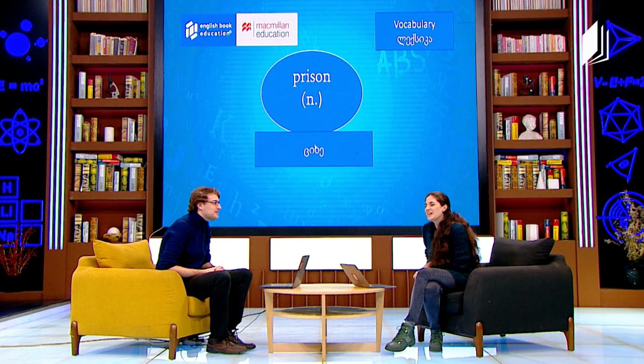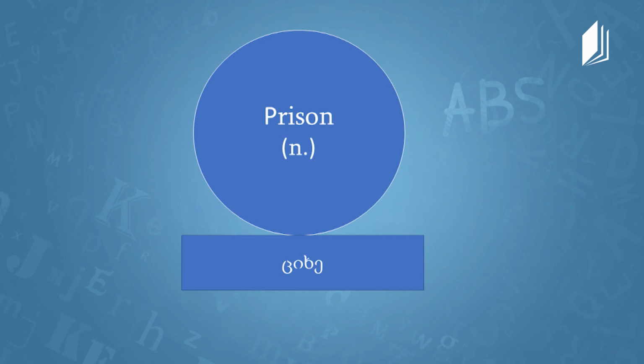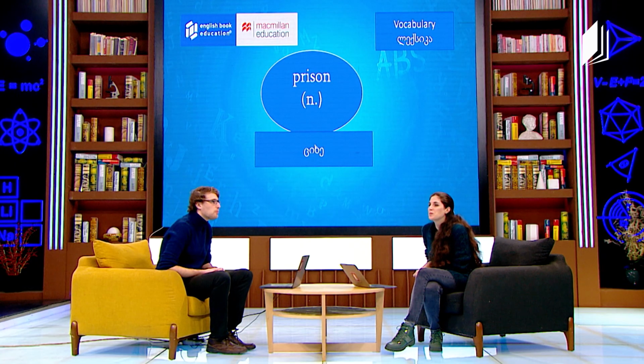And our first word is prison, and it is a noun, and it is where bad people go when they've done something wrong, like a murder or kidnapping or something bad like that. Something illegal, I would say, right? Something very illegal. Prison in Georgian means tsiche. Maybe with this we also should mention that a person who goes to the prison is a prisoner. Exactly, a prisoner.